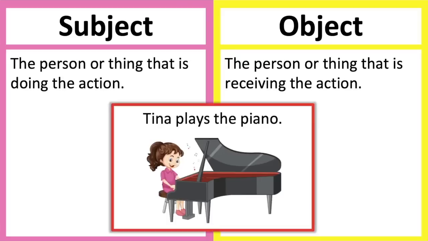Tina plays the piano. In this example, the subject is Tina because she does the action of playing the piano. The object is the piano because it's being acted upon. So in summary, the subject is the person or thing that's doing the action, and the object is the person or thing that's receiving the action.